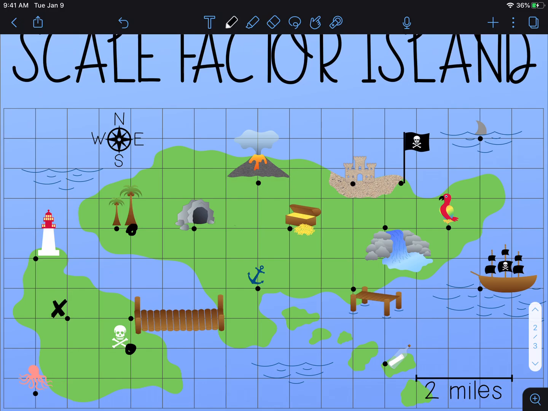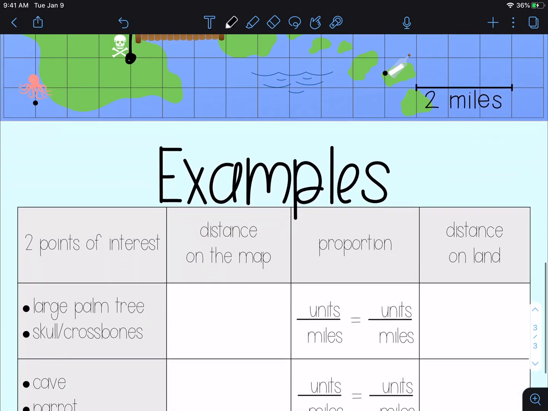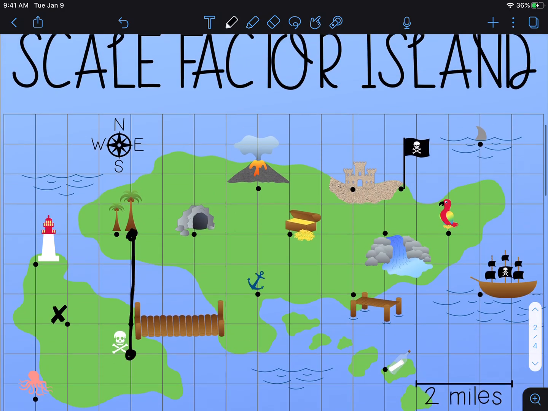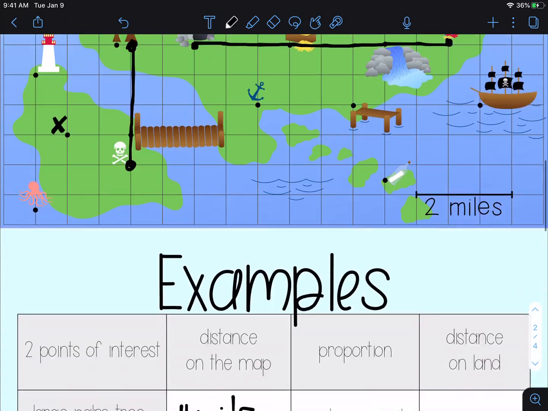So let's count from here. 1, 2, 3, 4. Those are 4 units apart. We're just going to finish this column here for the distance on the map. So our next 2 points of interest are the cave and the parrot. Here's the cave, here's the parrot. Let's count the distance between them. 1, 2, 3, 4, 5, 6, 7, 8. So those two are 8 units apart.